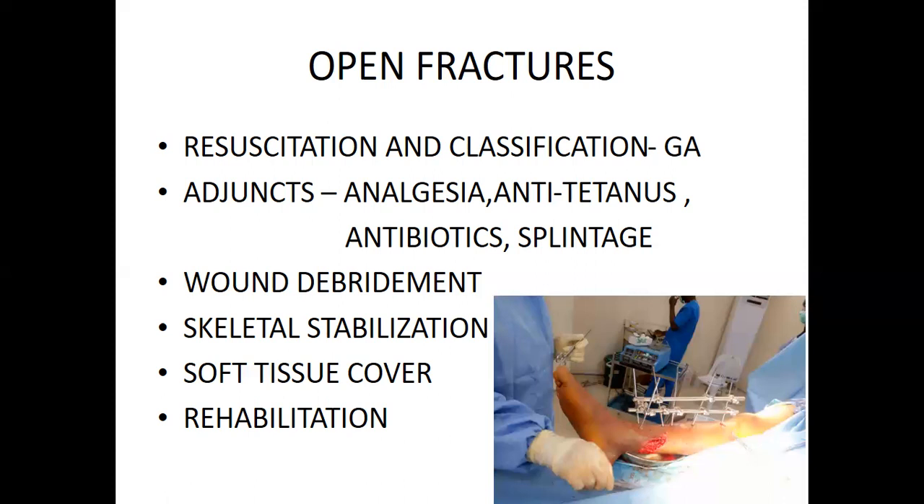For Gustilo 1, we give a second generation cephalosporin. Then for Gustilo 2 and 3, you have to add a cover for anaerobes, so you can give either metronidazole or gentamicin. And then you have to splint your fracture, to reduce pain and to reduce further injuries. Are you getting me? So that is essential for an open fracture.